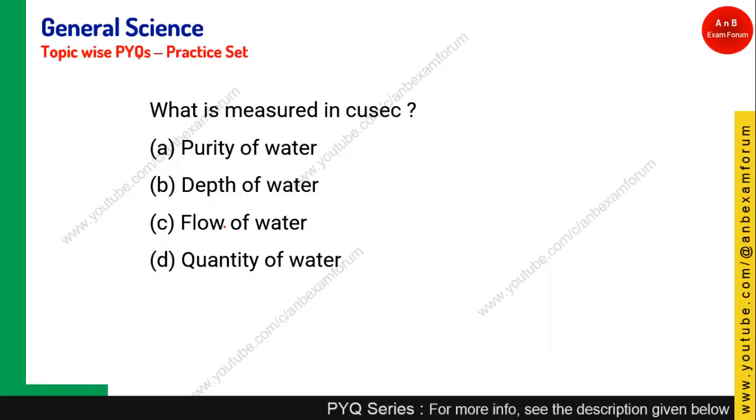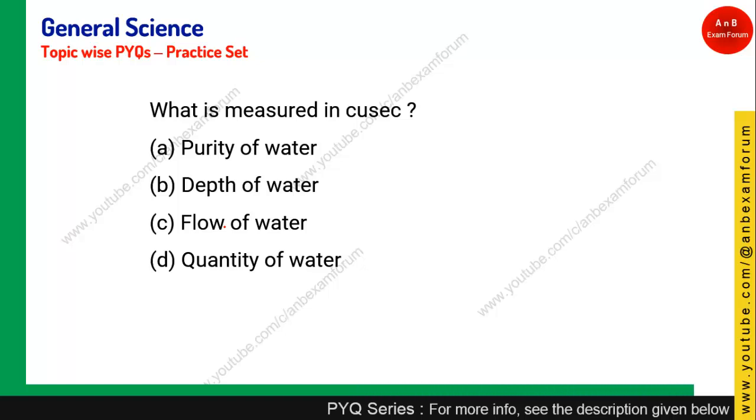Let's see the next question. What is measured in cubic? We have seen this terminology in our daily life, that this much cubic of water is released from the dam. What does this cubic mean? First you should know what it measures. If you know the full form, you can easily answer this question. So cubic is basically cubic foot per second.